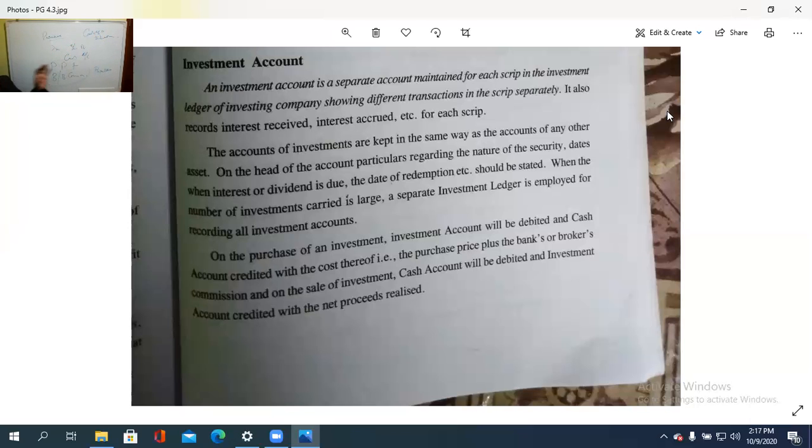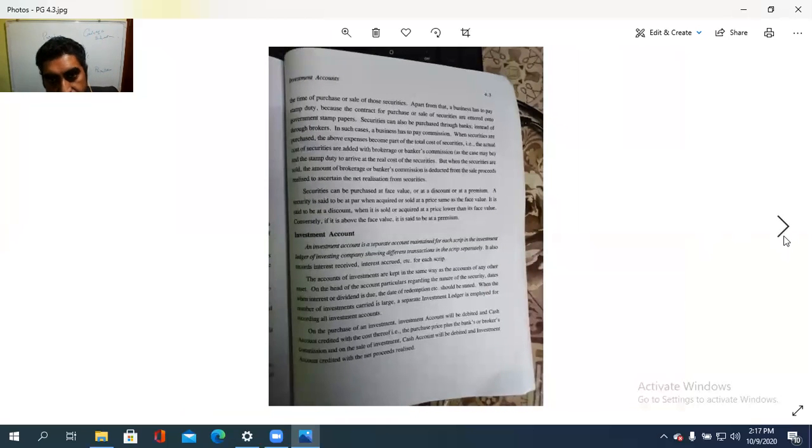ആ പർച്ചേസ് പ്രൈസ് എന്ന് പറയുന്നത് എന്താണ്? ഒന്ന് പർച്ചേസ് പ്രൈസ് ഓഫ് ദ സെക്യൂരിറ്റി, പിന്നെ ബാങ്ക് അല്ലെങ്കിൽ ബ്രോക്കറുടെ കമ്മീഷൻ ചാർജസ്, ഇത് രണ്ടുമാണ് അതിനകത്ത് ഉള്ളത്. ഇനി നേരെ തിരിച്ച് വിൽക്കുകയാണെങ്കിൽ ഈ എൻട്രി റിവേഴ്സ് വരും. അതായത് ക്യാഷ് അക്കൗണ്ട് ഈസ് ഡെബിറ്റഡ് ആൻഡ് ഇൻവെസ്റ്റ്മെന്റ് അക്കൗണ്ട് ഈസ് ക്രെഡിറ്റഡ്. So in such a way, an investment account should be maintained.